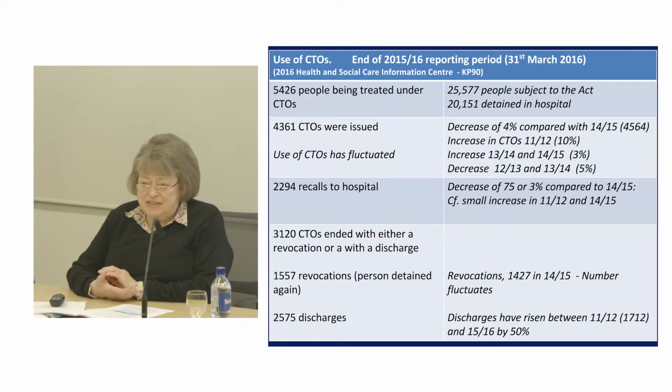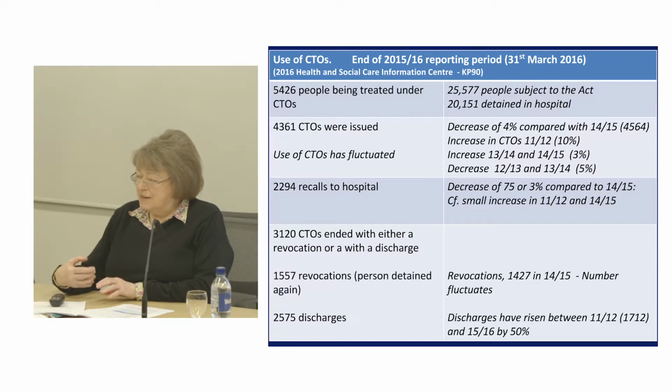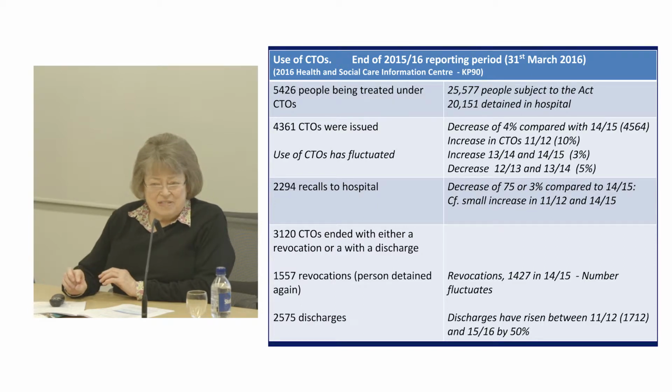So up to the end of March last year, there were 5,426 people on a community treatment order, with 4,361 new ones ending. And I'll let you look at the discharges and recalls and revocations, but it's very difficult to discern a particular trend in those because they tend to go down one year and up the next year. But we're talking about a significant number of people who are affected by these orders.